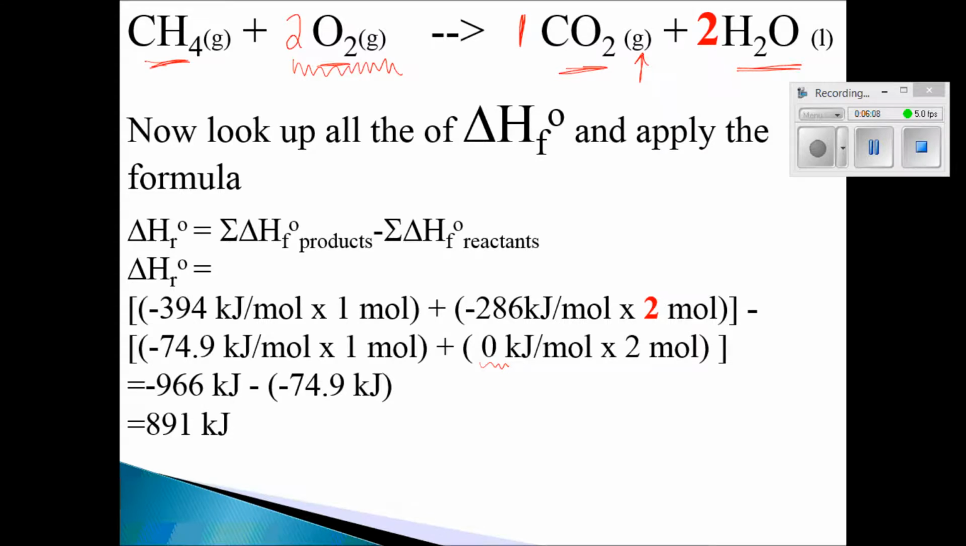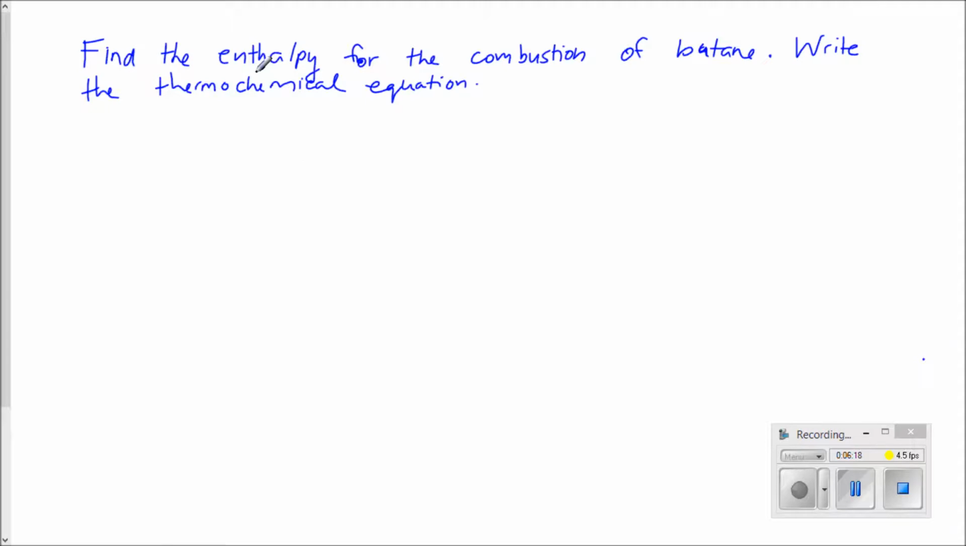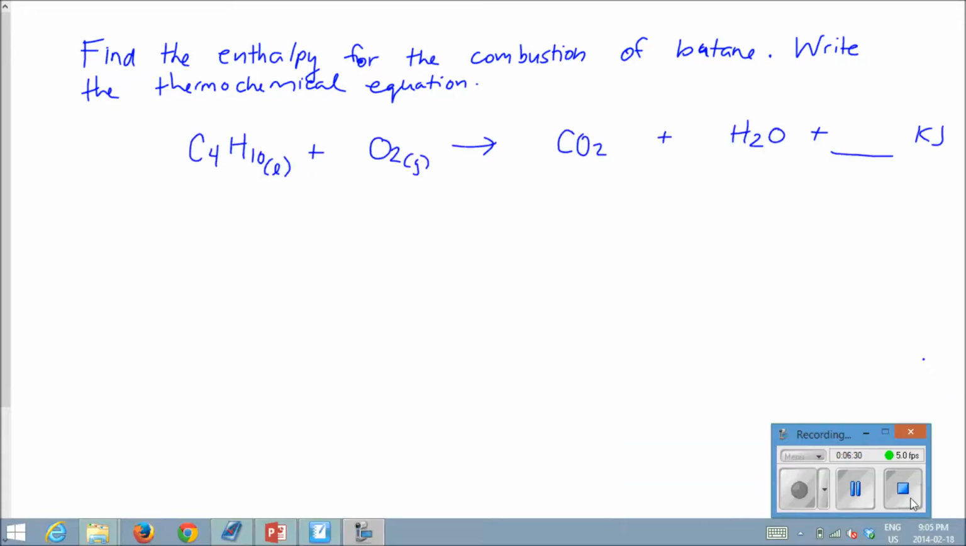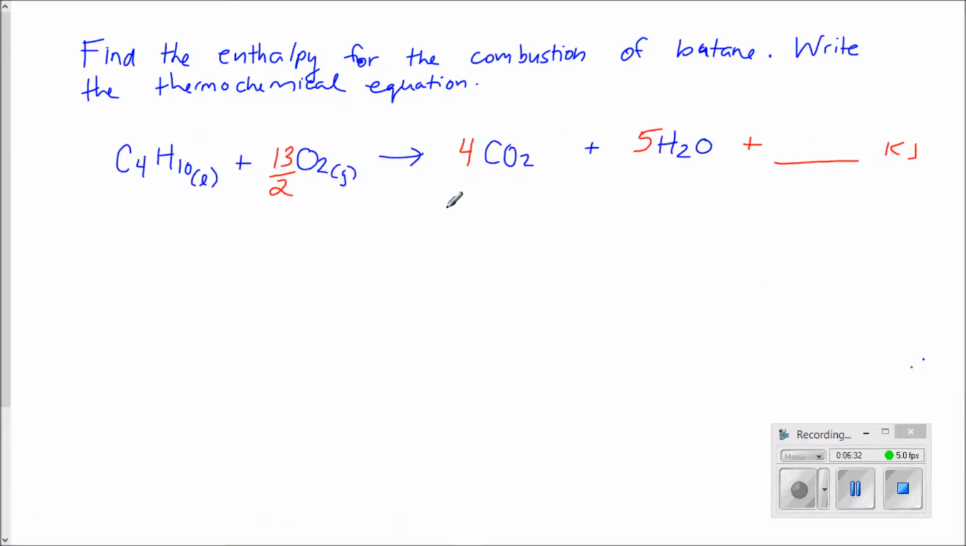So let me do an example for you on the piece of paper. I'm going to write it all out, and we'll see if it makes sense. So this example says find the enthalpy for the combustion of butane. Write the thermochemical equation. So what we're going to do first is write a balanced chemical equation for the combustion of butane. So I've just balanced it out there, and we have butane, which is C4H10. I balanced my carbons, 4 carbons on both sides, hydrogen, 10 on the reactant side, 10 on the product side. I added up my oxygens.